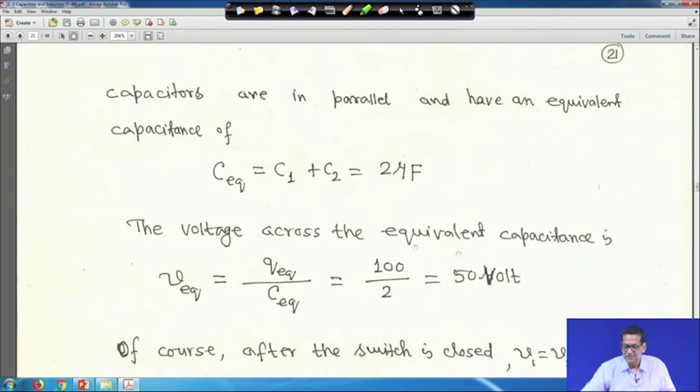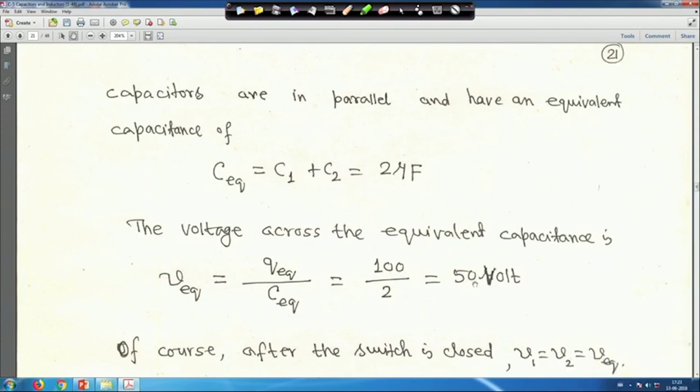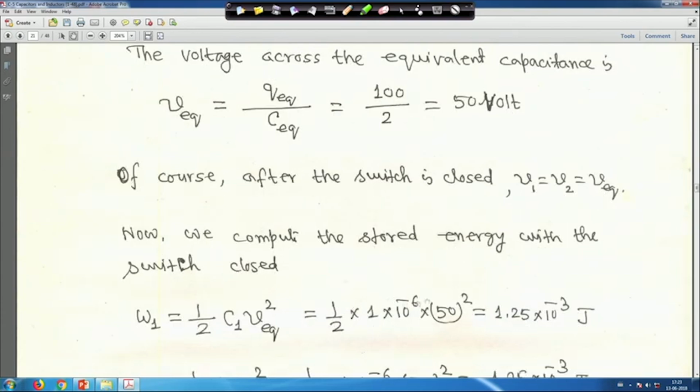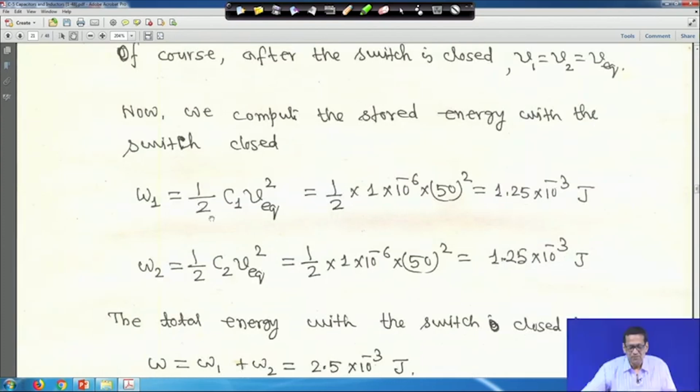Now, the voltage across the equivalent capacitance is V eq, which will be Q eq upon C eq. So, Q eq is 100 microcoulomb and C eq is 2 microfarad. So it is basically 100 by 2, because it is microcoulomb and microfarad, so 10 to the minus 6 will be cancelled, right. So, it will be 50 volt, right. Of course, after the switch is closed, V1 is equal to V2 is equal to V eq, because they are in parallel, so both voltages will be equal. Now, we compute the stored energy with the switch closed. W1 will be half C1 V eq square, it will be half into 10 to the minus 6 into 50 square.